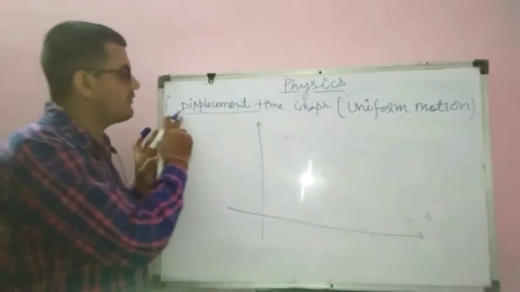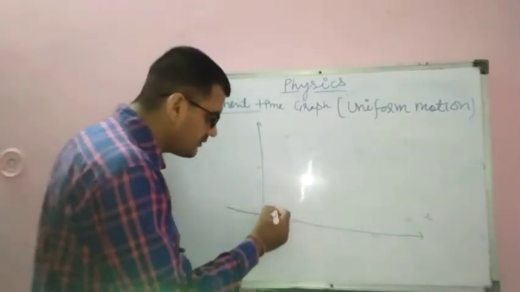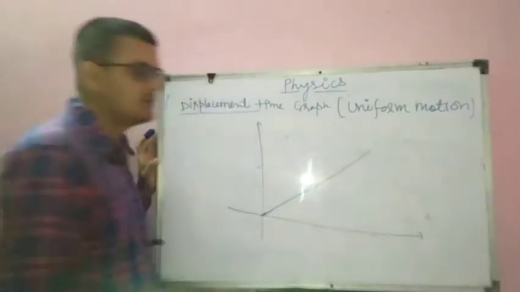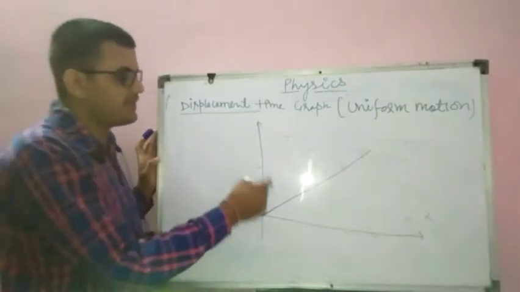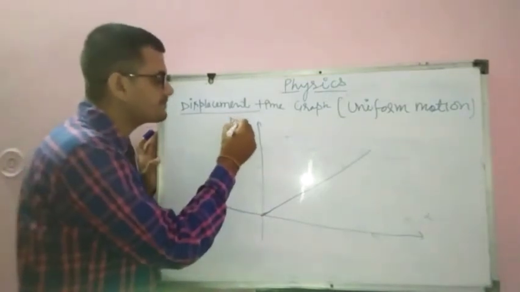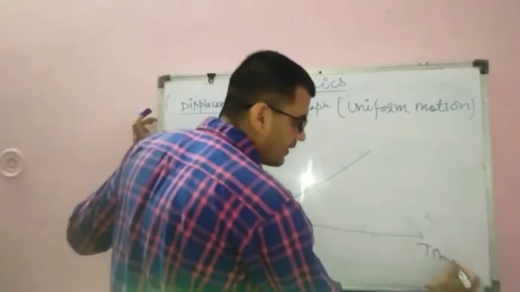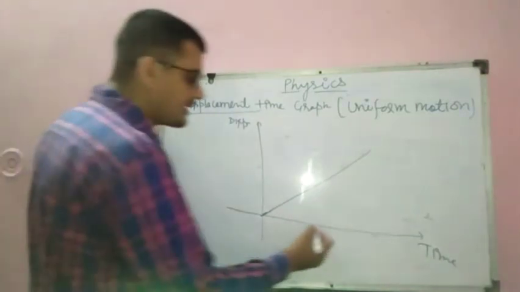In uniform motion, the displacement time graph will be a straight line starting from the origin, like this. So this is the displacement time graph for uniform motion.